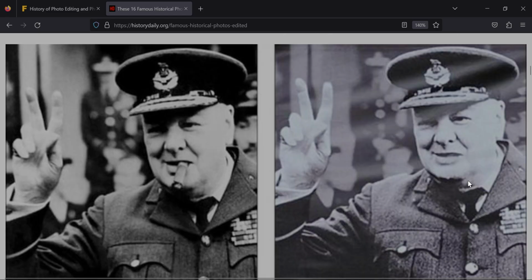This very famous photo of Winston Churchill, going with the World War II theme, has been edited to remove his cigar because cigars are unhealthy. And as we all know, Winston Churchill is a pillar of health.